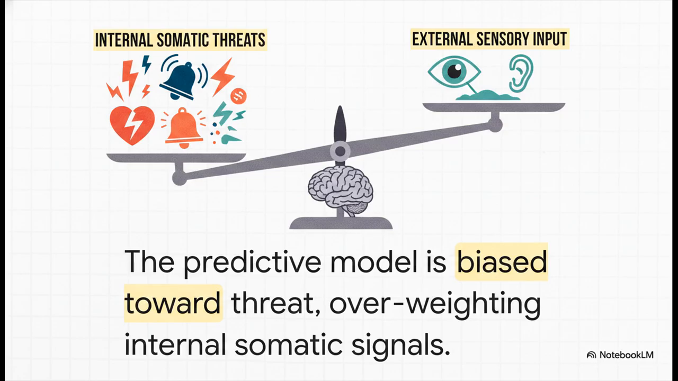Explain that the brain generates predictions about sensory input all the time. But in functional dizziness, the predictive model is heavily biased toward expecting threat. It overweights internal somatic signals and underweights actual real-world sensory feedback. This system is miscalibrated, yes, but crucially, it is entirely retrainable.